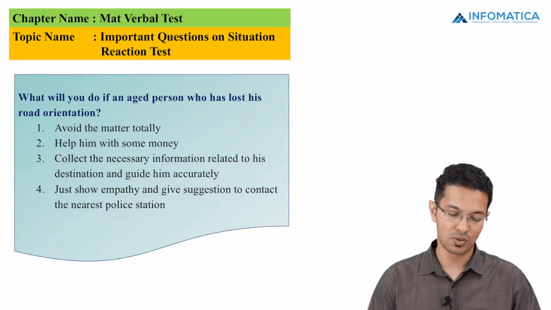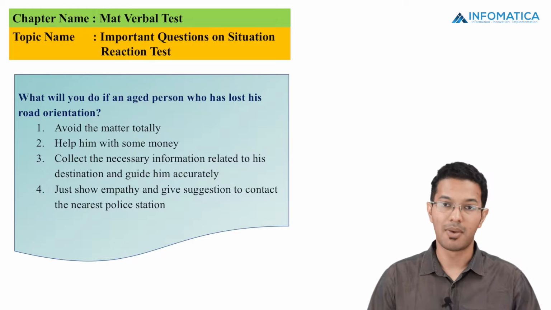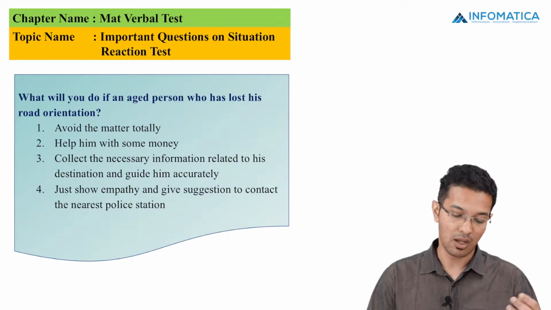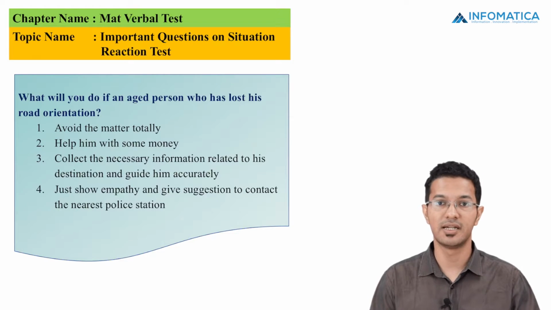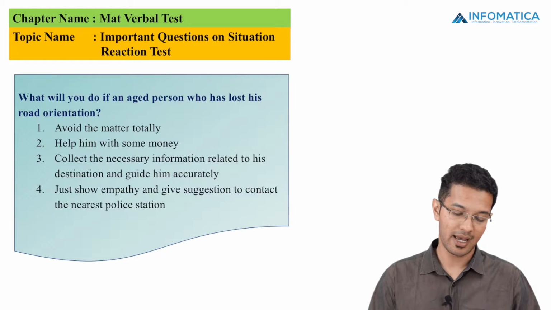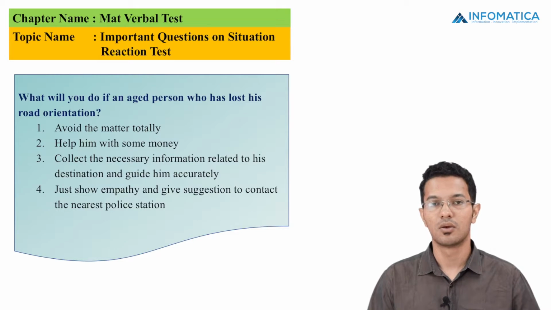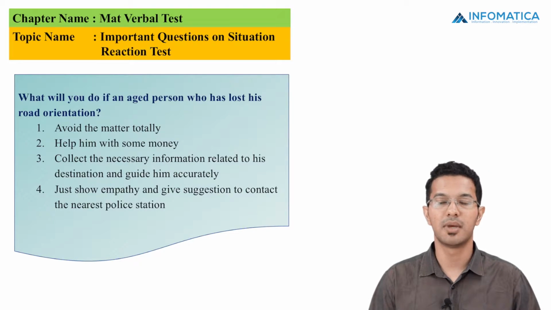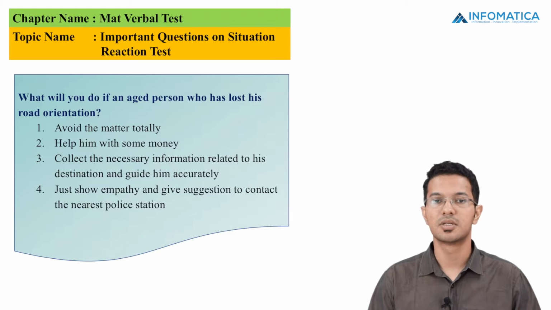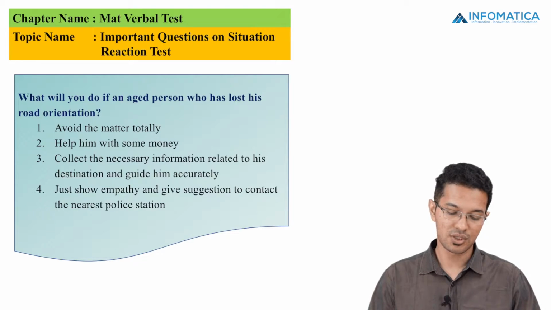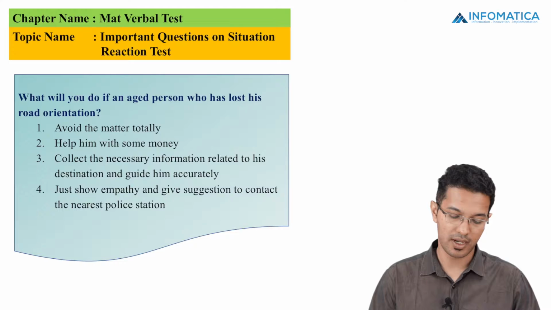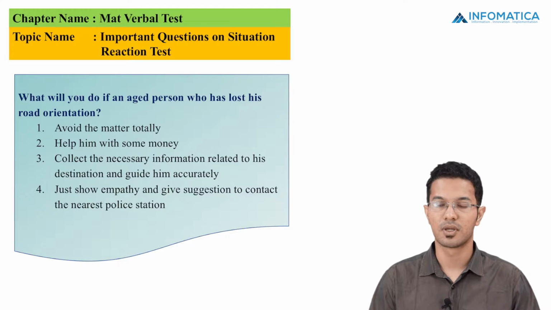Option 1 shows that you are very bad as a person. It shows that avoid the matter totally. You just cannot do that because he's an aged person and as of now he needs your help. Secondly, help him with some money. Now in such kind of a situation, money may or may not work. That person may take the money, but he may not reach his house. And the fourth one is just show empathy and give suggestions to contact the nearest police station.